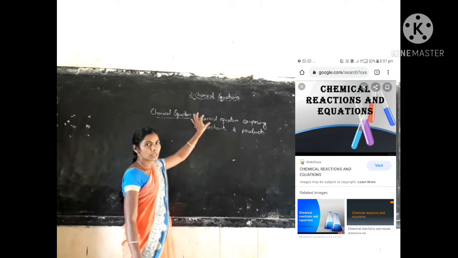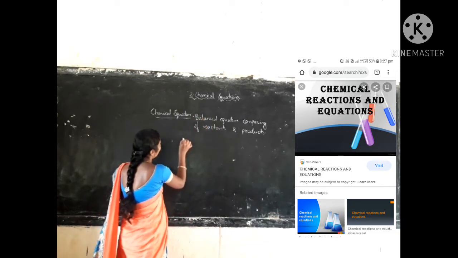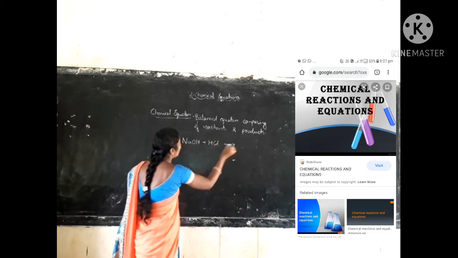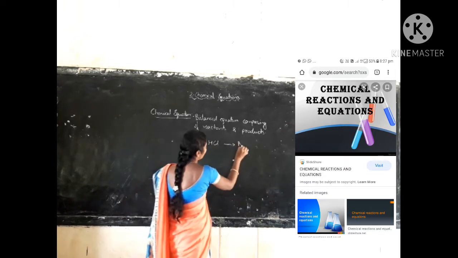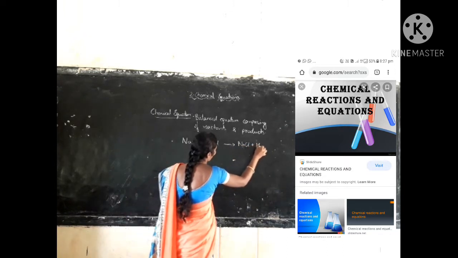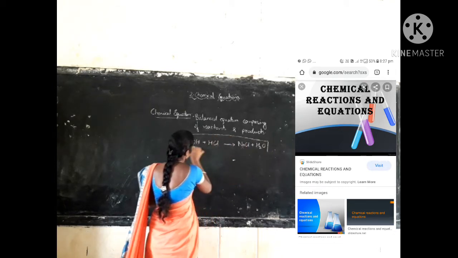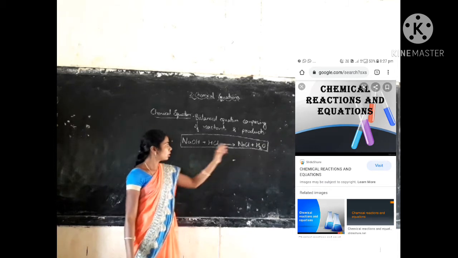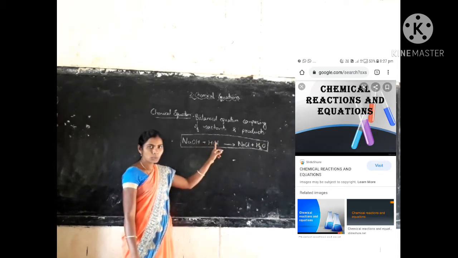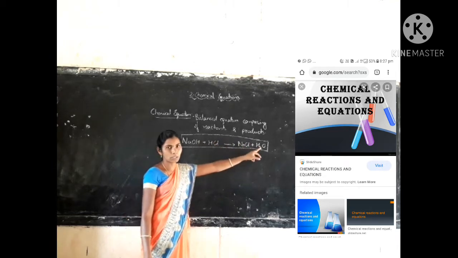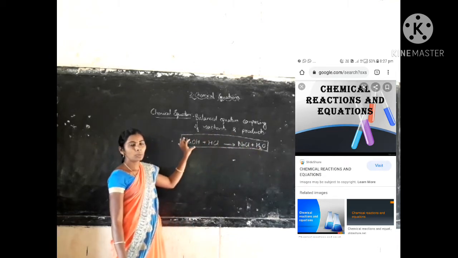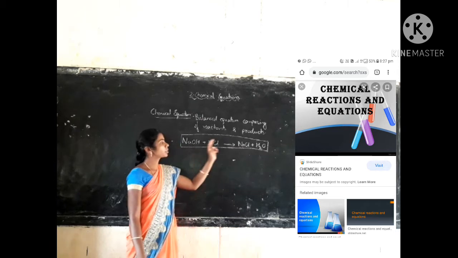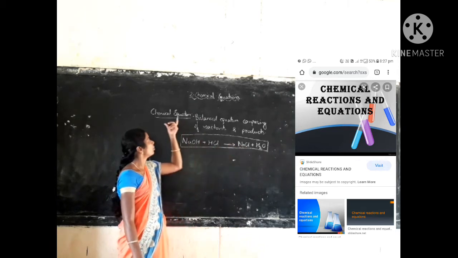So what is that balanced equation? Let us see one example. See here, I am taking NaOH plus HCl. When these two are reacting, they will give you NaCl plus H2O. So this equation is called a chemical equation. Why? Because here NaOH and HCl are two substances combining to form new substances. So this total representation of the equation is known as a chemical equation.